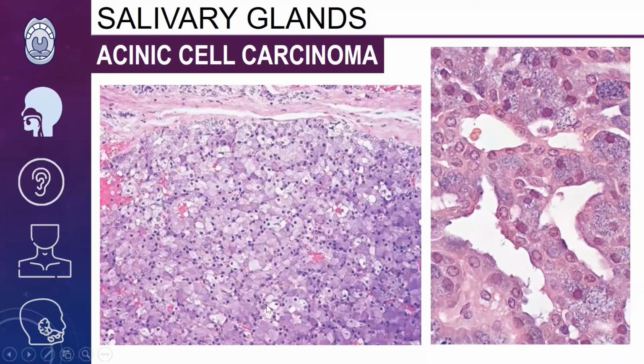Histologically, acinic cell carcinomas are composed of cells that resemble the normal serous acinar cells of the salivary glands, with small, round nuclei and variable morphology. They have abundant cytoplasm filled with basophilic zymogen granules, recapitulating the normal serous acinar digestive enzymes. But these cells can also be clear or vacuolated.